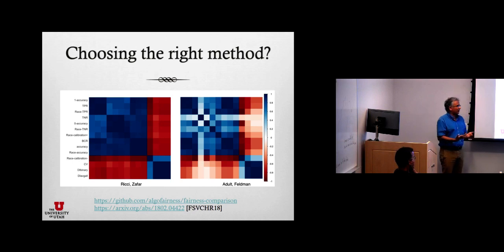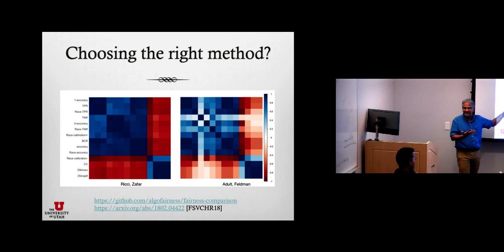We're going to solicit more contributions, more algorithms, more metrics, more data sets, all these three things, to try and investigate to what extent you really care about different notions of fairness. Right now, it seems like there are two distinct groups, but this needs more work.